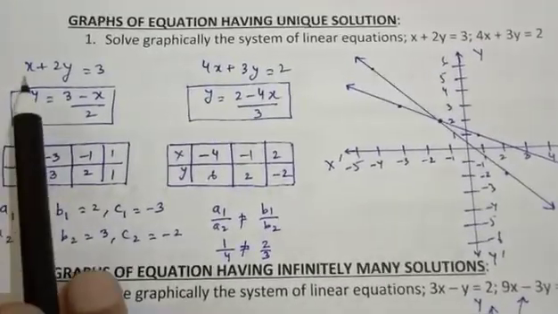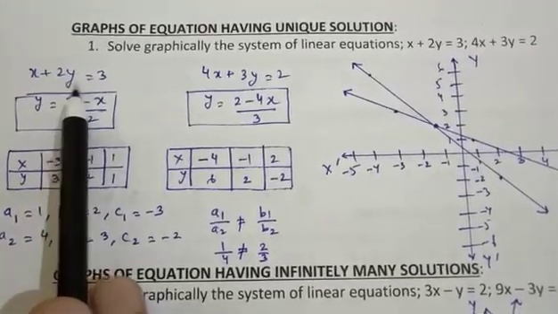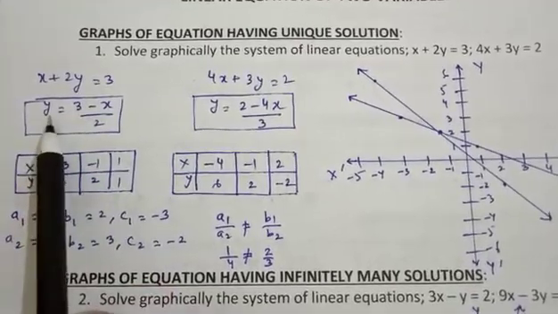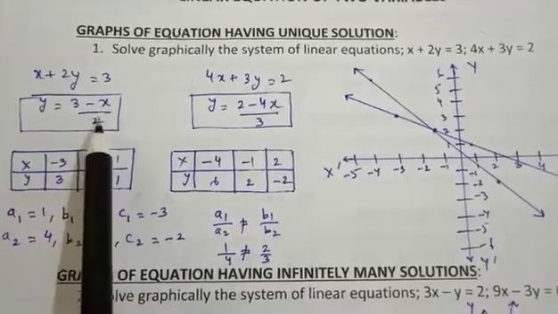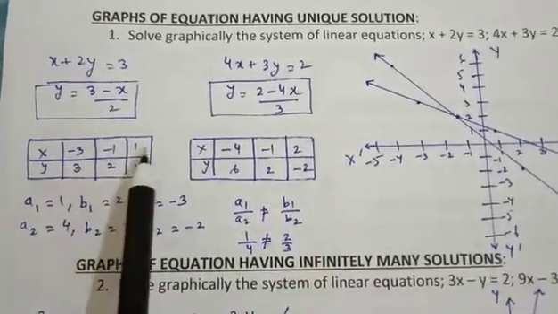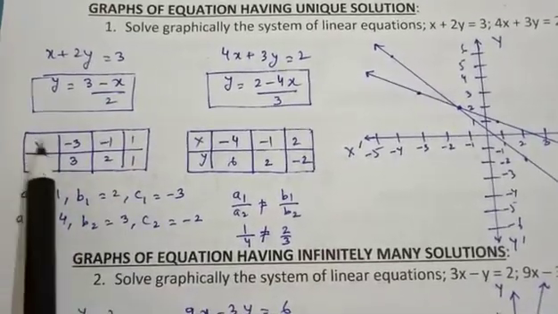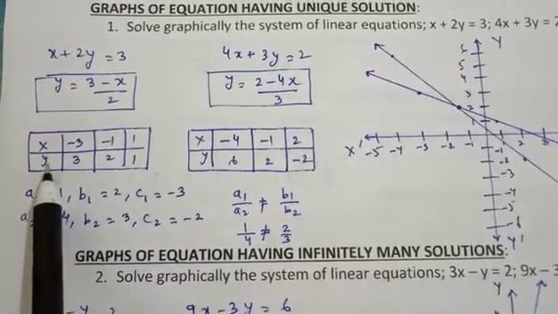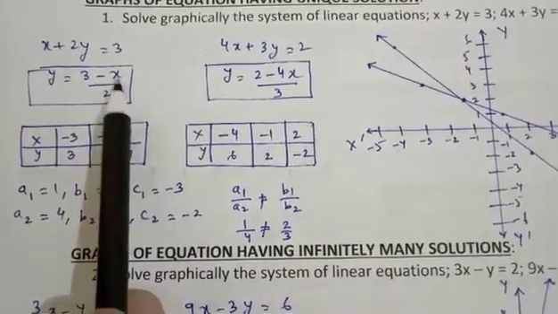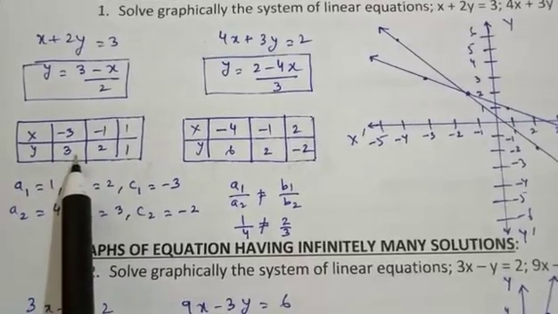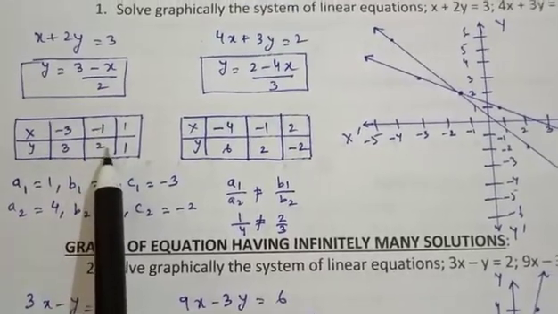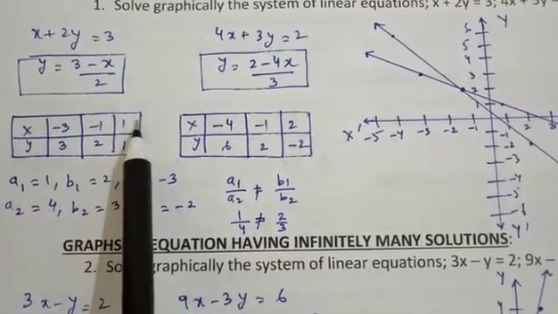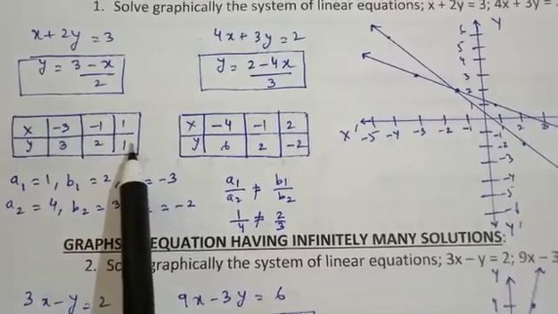Now how are we going to solve it? So look at that here. First, x plus 2y equal to 3. We will make y the subject, that is y equal to (3 minus x) by 2. Then we are going to make a table of x and y. If we put the value of x as minus 3, we get y as 3. If we put minus 1, then y is 2. If we put x as 1, y is coming as 1.